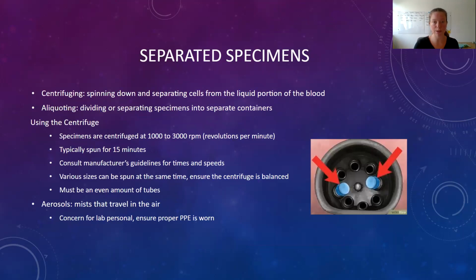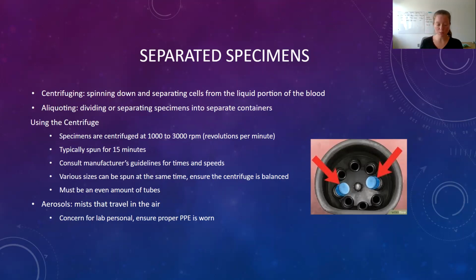Now let's talk a little bit about separated specimens. So this is when we start talking about centrifuging our specimens, which we've touched a little bit on here and there, but not really ever talked about what it is and what it is doing. So a centrifuge is the spinning. Basically, it is the spinning down of specimens to separate the cells in the blood from the liquid portion of the blood. So you can use either the serum or the plasma tubes.